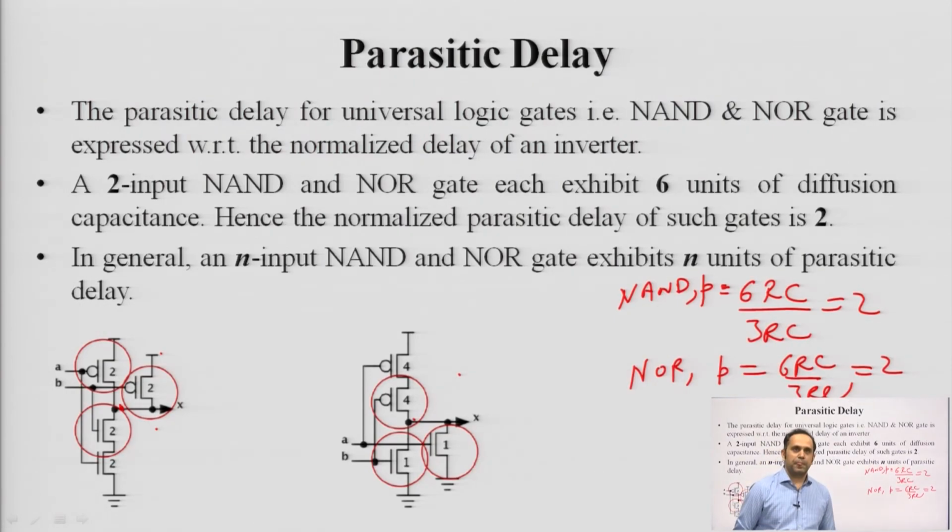In general, the number of inputs decides how much the parasitic delay is in a logic circuit. So, for a 2 input NAND gate, parasitic delay is 2 units, for a 2 input NOR gate it is 2 units, and for any n input NAND and NOR gate it is going to exhibit n units of parasitic delay. So, we have generalized logical effort, we have generalized parasitic delay.